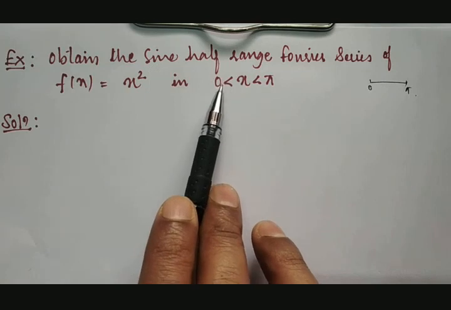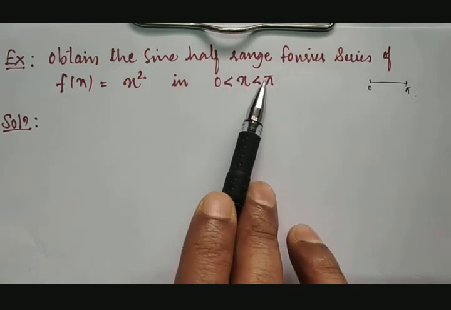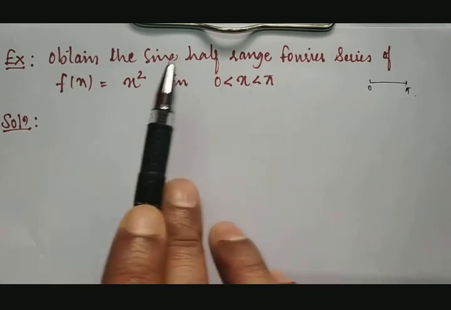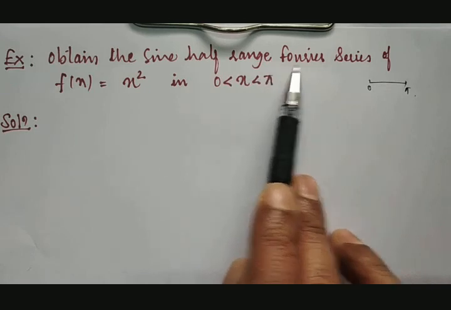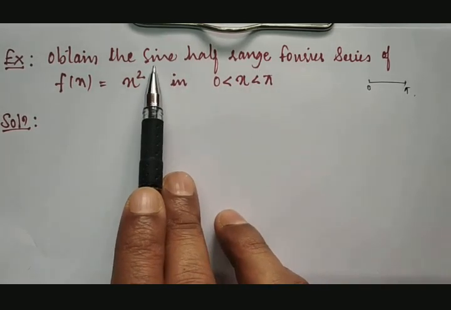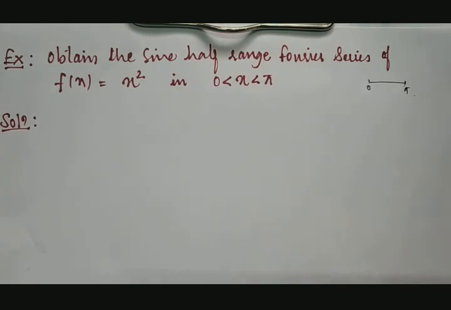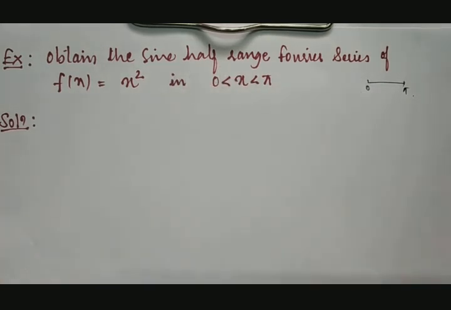What to do? You have to see if the interval is between 0 to pi or 0 to L. It is understood that it is half range, but no problem. In this example they already mentioned the word half range. So sine half range. If they say cosine half range, we need to calculate cosine half range. Fine. So for this example we need to calculate sine half range Fourier series.